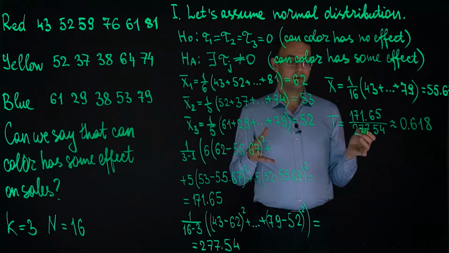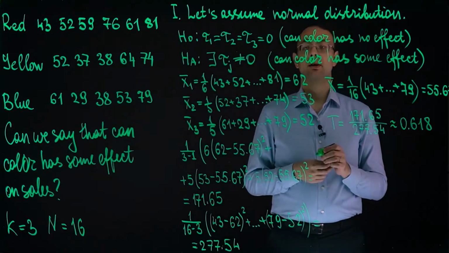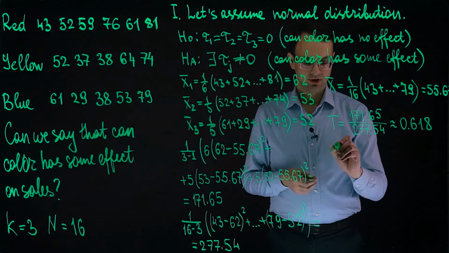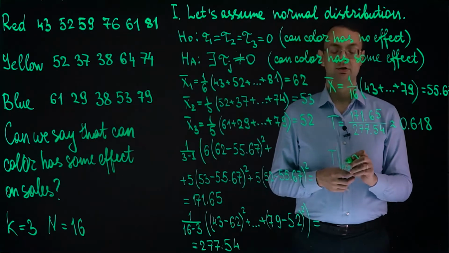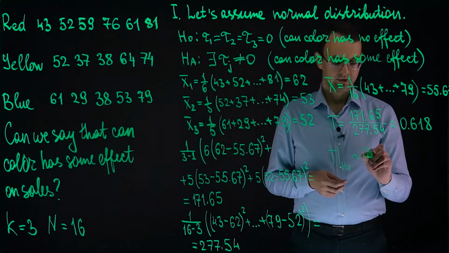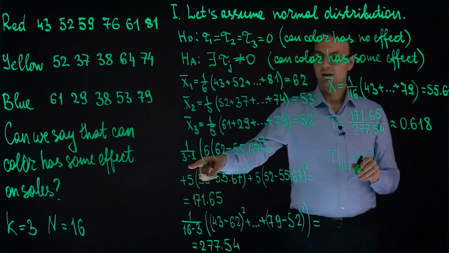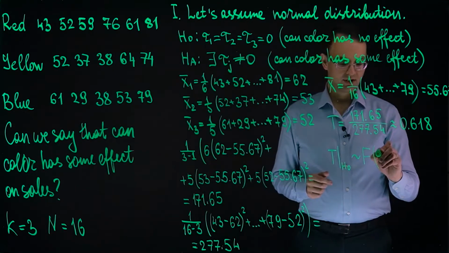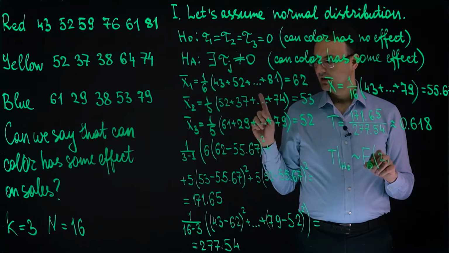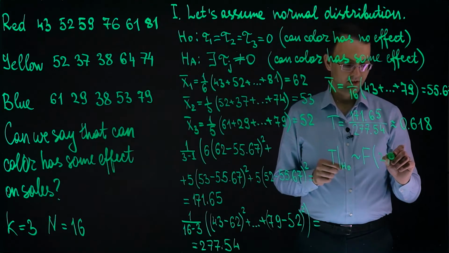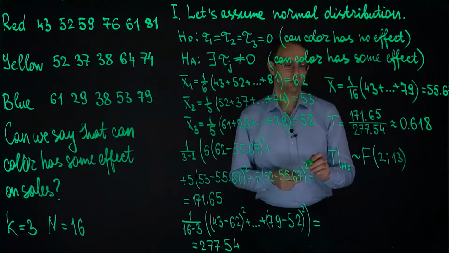So then we say that under the null hypothesis, the test statistic follows Fisher's distribution, with the number of degrees of freedom k minus 1, that is 3 minus 1, that is 2, and n minus k, that is 16 minus 3, that is 13.